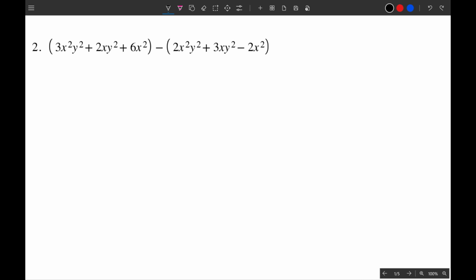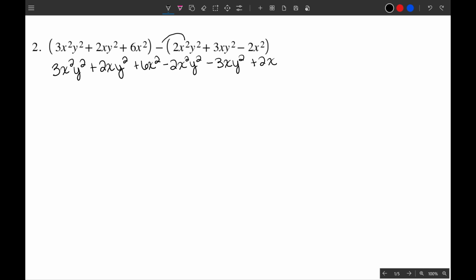All right, it's the same thing here, only this time we're subtracting them. So even though the first set doesn't need anything distributed, so it doesn't really need these parentheses, the second set is going to need that. So I'm going to remove them on this first polynomial. And here I need to distribute this negative. So I have negative 2x squared y squared, negative 3xy squared, and positive 2x squared.